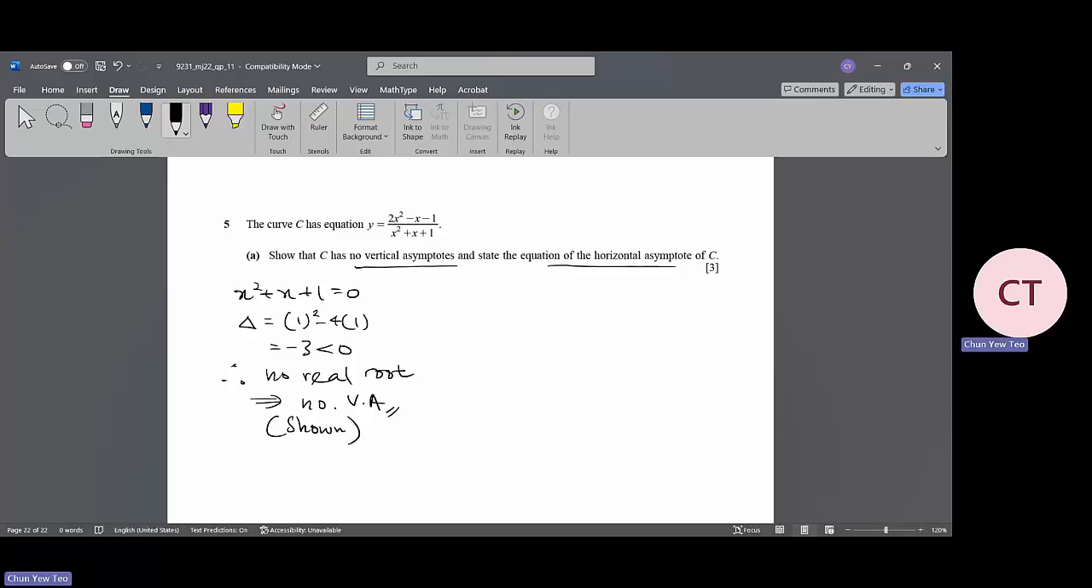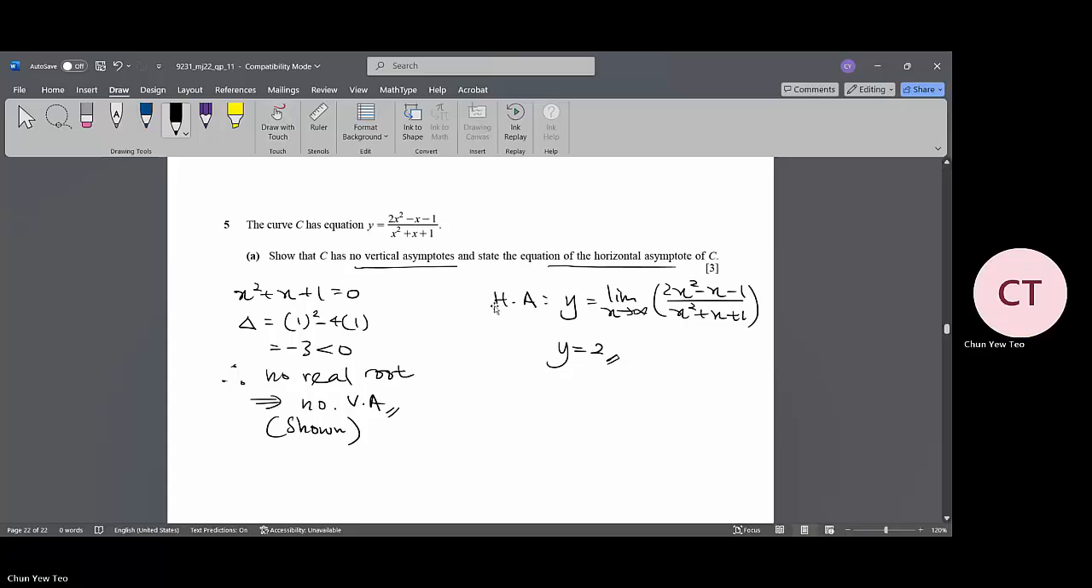As for the horizontal asymptote, we just need to find the limit as x approaches infinity of 2x squared minus x minus 1 over x squared plus x plus 1. You can see that as x goes to infinity, you have only 2x squared over x squared, which is 2. So your horizontal asymptote is y equal to 2. So this will be the answer for number 5a. Move on.